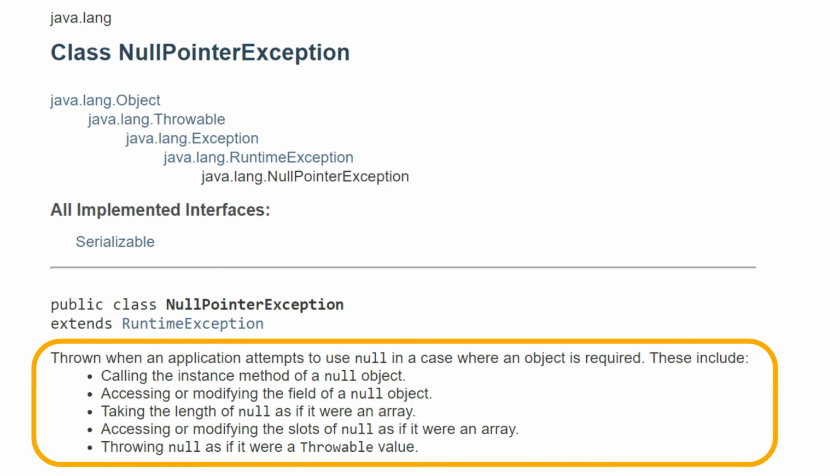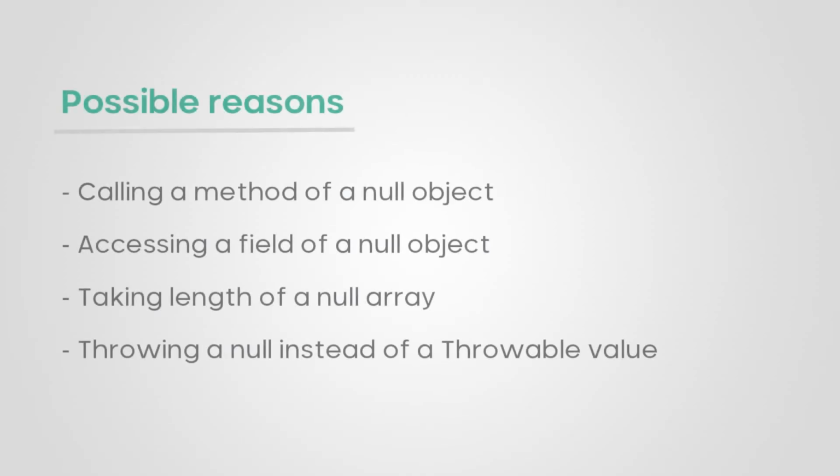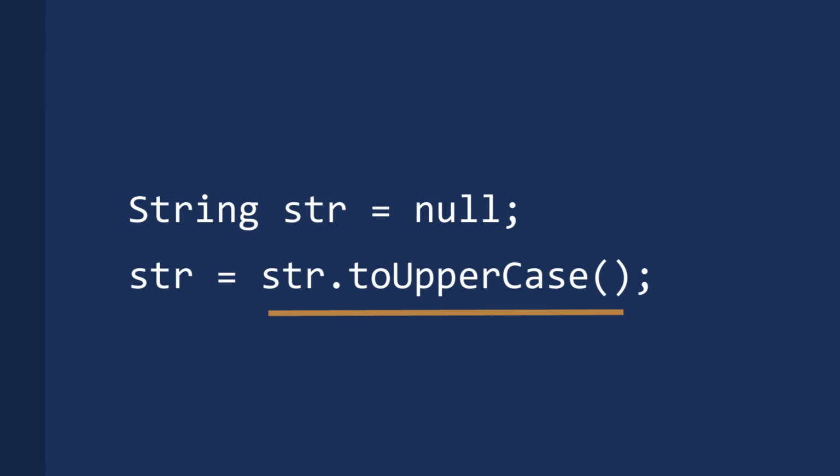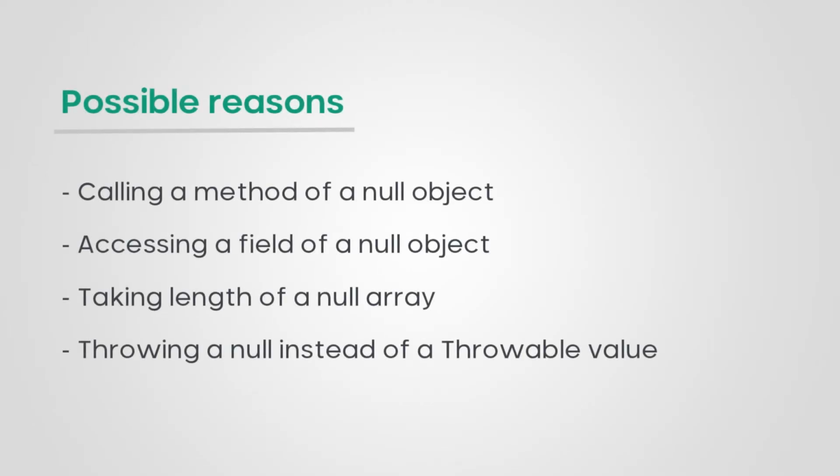As per the NullPointerException Java documentation, it is thrown when an application attempts to use null in a case when an object is required. Here are some of the cases where a null pointer exception will be thrown. Accessing a field or calling a method of a null object is the most common reason for the null pointer exception, as we have seen in this example. In addition to that, accessing the length property of a null array or throwing null instead of an instance of the Throwable class also causes the null pointer exception.